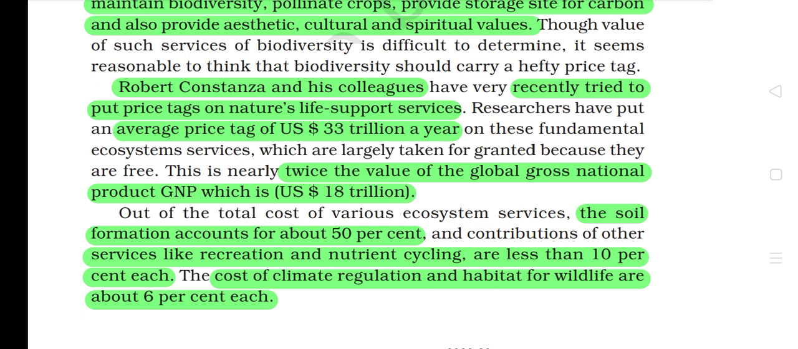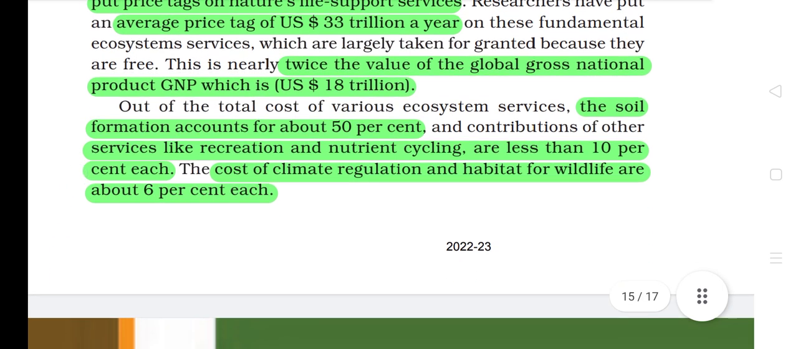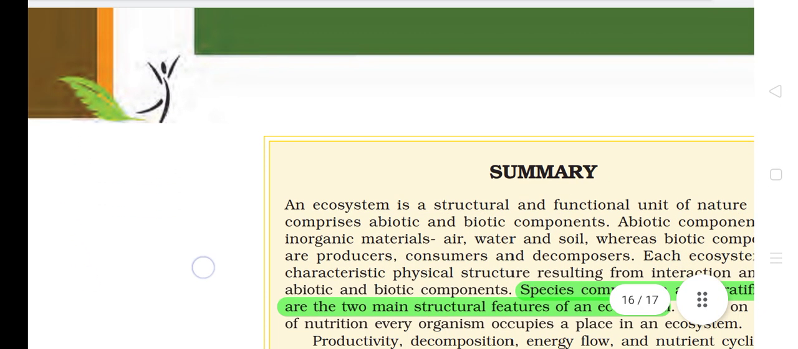This is nearly twice the value of the global gross national product (GNP), which is $18 trillion. Out of the total cost of various ecosystems, soil formation accounts for about 50%, and contributions of other services like recreation and nutrient cycling are less than 10% each. The cost of climate regulation and habitat for wildlife are about 6% each.